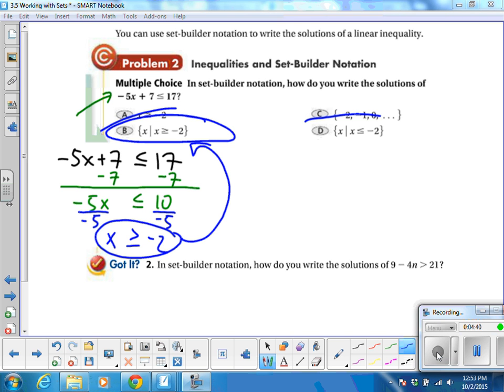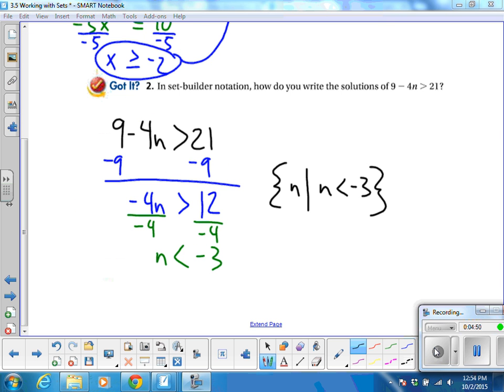All right, I want you to try the Got It. In set builder notation, how do you write the solution of 9 minus 4n is greater than 21? Press pause, give it a try, and let's see how you did. A couple other details I noticed: because, again, in green here, I divided both sides by -4, my symbol had to flip to keep up with the changes I did.